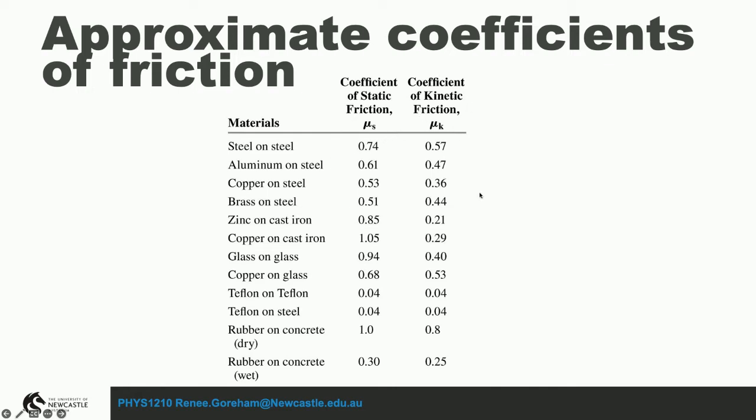And we can see that with rubber on concrete, for example, it's quite high, but Teflon, like you use for the non-stick pans, will be really low. And so you'll usually be given those values. Like I mentioned, you do not need to remember them, but you should know what the coefficients mean in terms of how sticky the object might be.